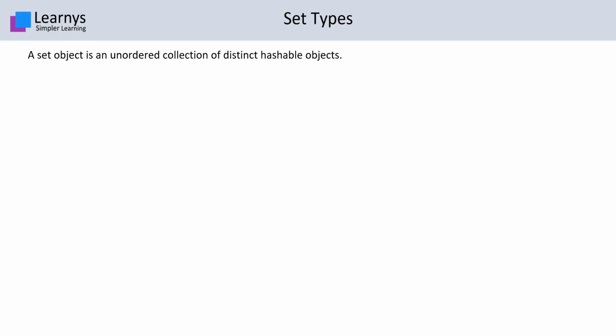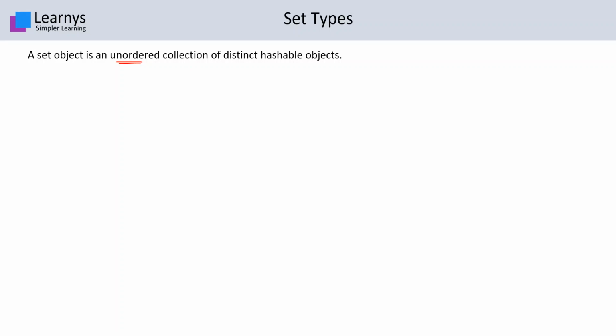Set types. A set object is an unordered collection of distinct hashable objects. Unlike the sequence types, no specific indexes are associated with the elements of the set. That is why they are called unordered. Only immutable type objects are hashable, and hence sets can contain only immutable types, that is, numeric types, tuples, strings, etc. Though sets can hold only immutable objects, they themselves are mutable.